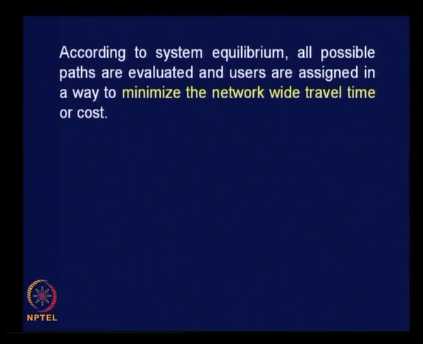According to system equilibrium, all possible paths are evaluated and users are assigned in a way to minimize the network-wide travel time or cost. There is a balance developed for the whole of the network.